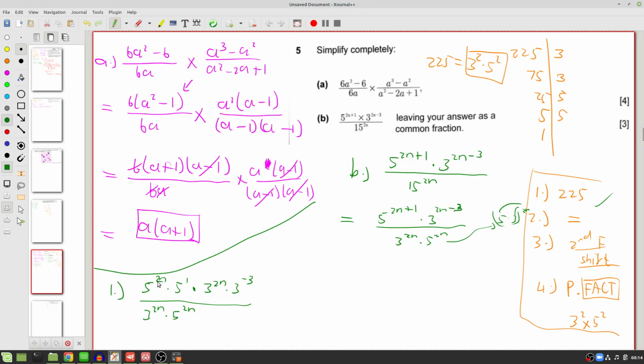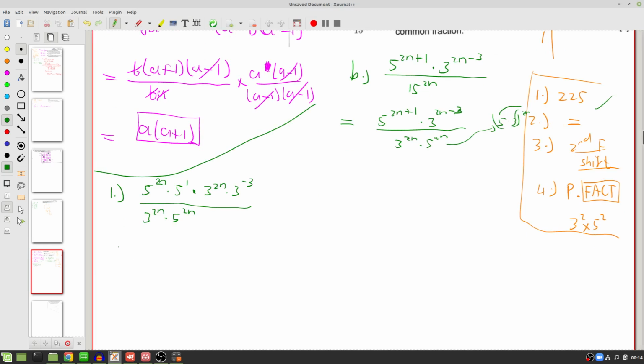Alright. Now once we've done this, we can see if we can try to start cancelling. Because we've just got one term over one term, so we can cancel. 5 to the power 2n, 5 to the power 2n cancel. 3 to the power 2n, 3 to the power 2n, that cancels. So what's left? 5 to the power 1 times 3 to the power negative 3.